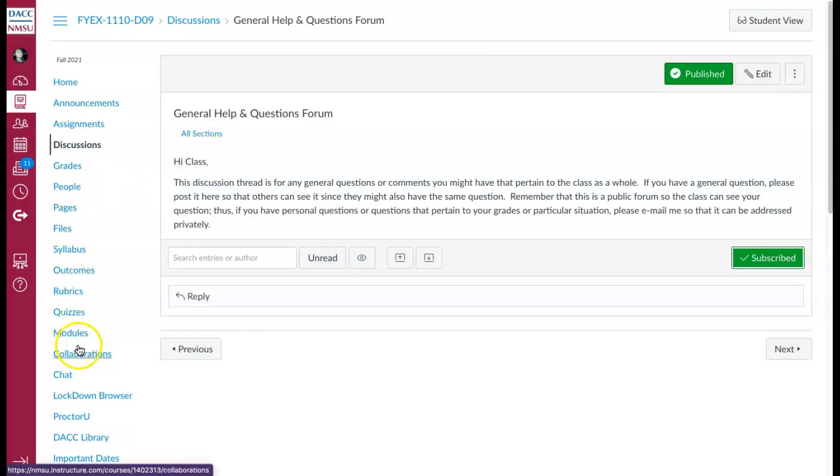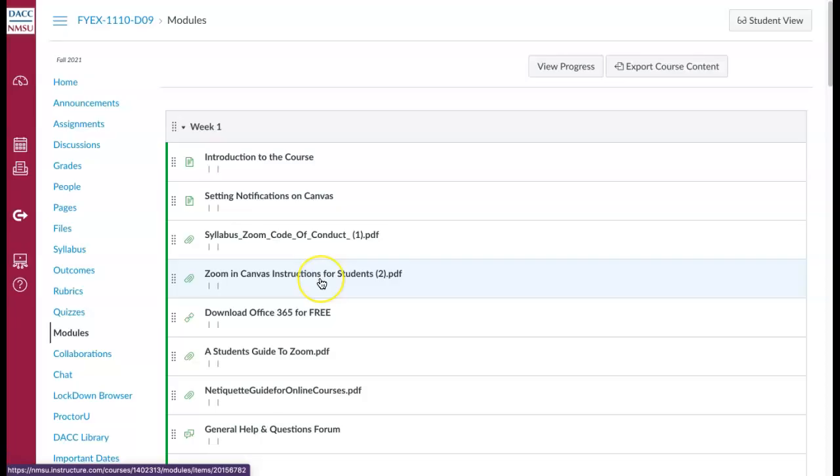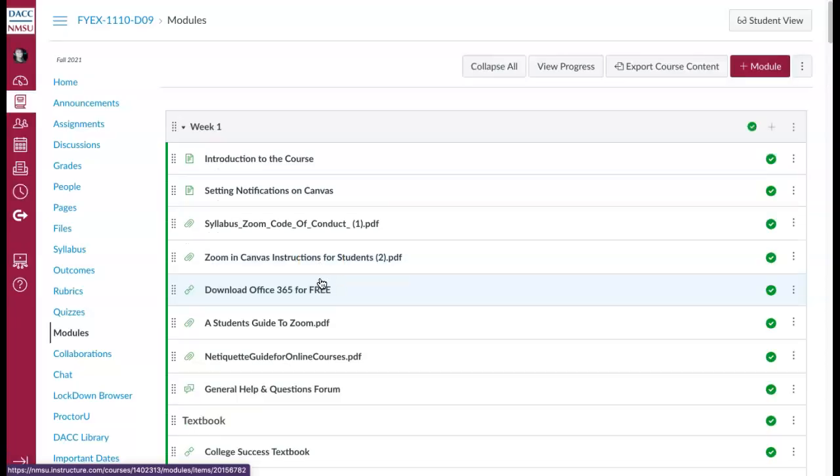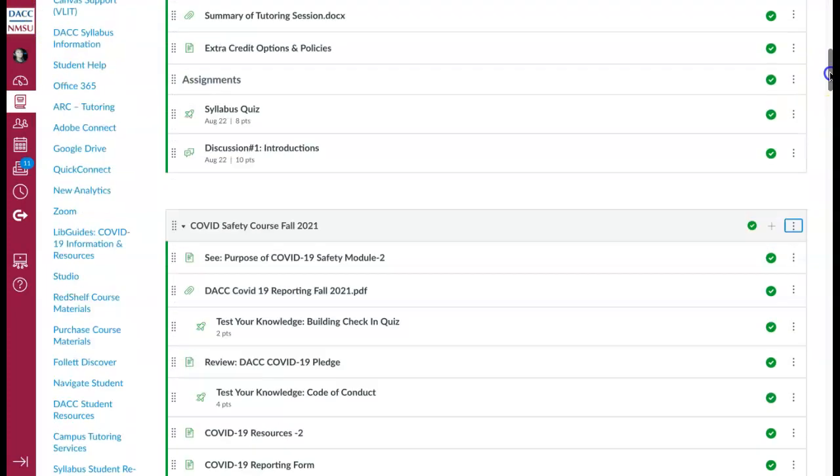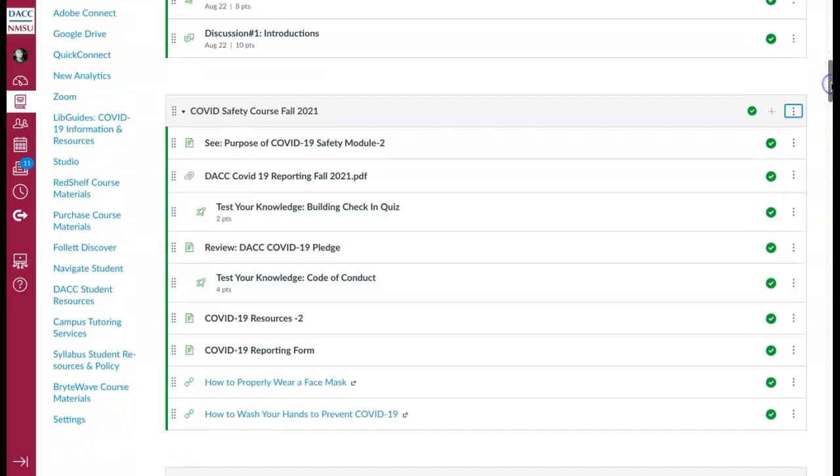The last thing I wanted to mention under modules is that there is a COVID-19 safety module that everybody is required to take. And that module is actually right here after week 1. So basically what you have to do for this is go ahead and review the information, and then there are 2 quizzes that you need to take. And they're not quizzes that are worth a grade. It's just basically you agreeing and saying that you will follow the guidelines and things like that. So they're not worth a grade, but DECC does require that every single student take this quiz.